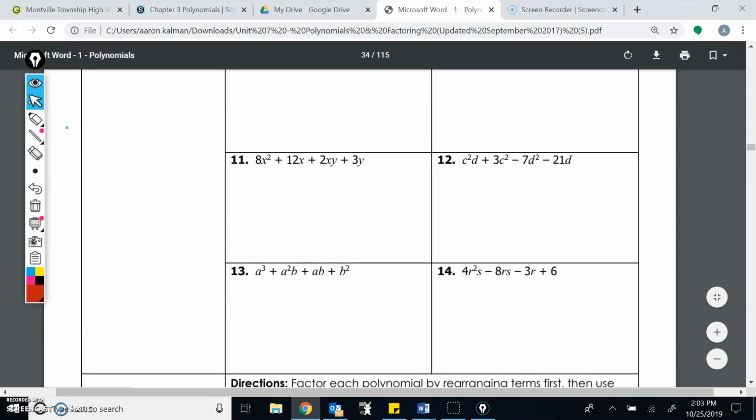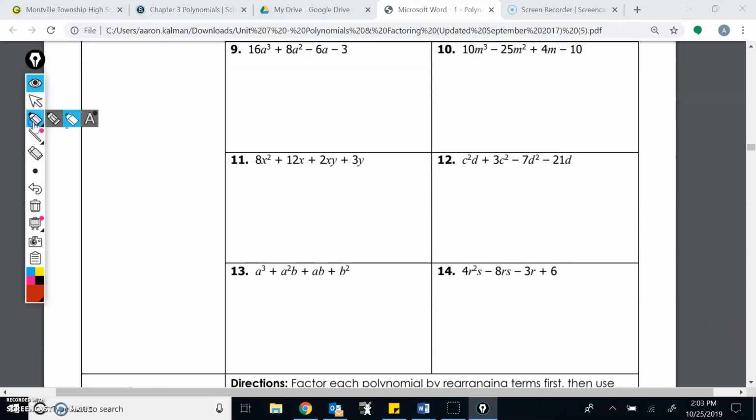Let's do number 11. Number 11, let's make a binomial here, and then make a binomial here. In red, the GCF is 4x, because 4 is the biggest number that goes into 8 and 12, and x, because x is the lowest exponent of x they share. Left over, after dividing each of these by 4x, we get 2x, and then 3.